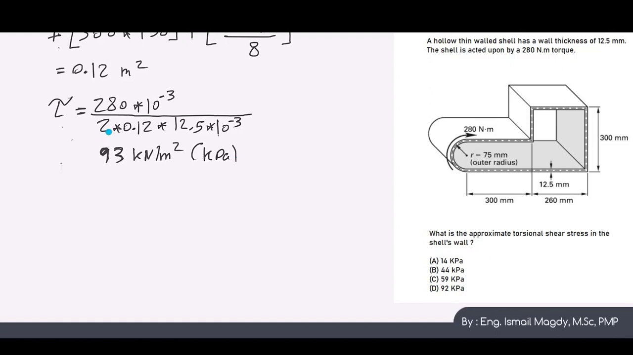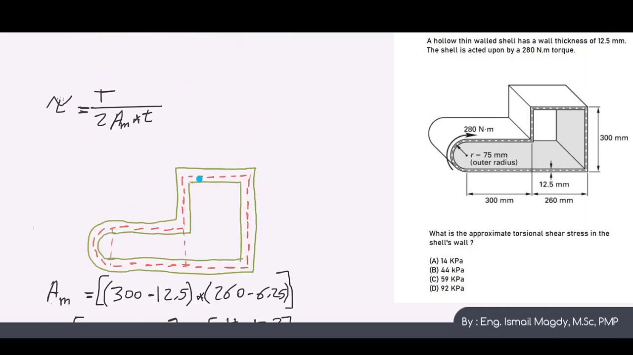So the trick I wanted to tell you about, let's check the options here of the answers. We have 14 kilopascal, 44 kilopascal, 59 kilopascal, and 92 kilopascal. We can notice that the difference between these values is very big. We can't find any close values. And let's check now the area median that we calculated.